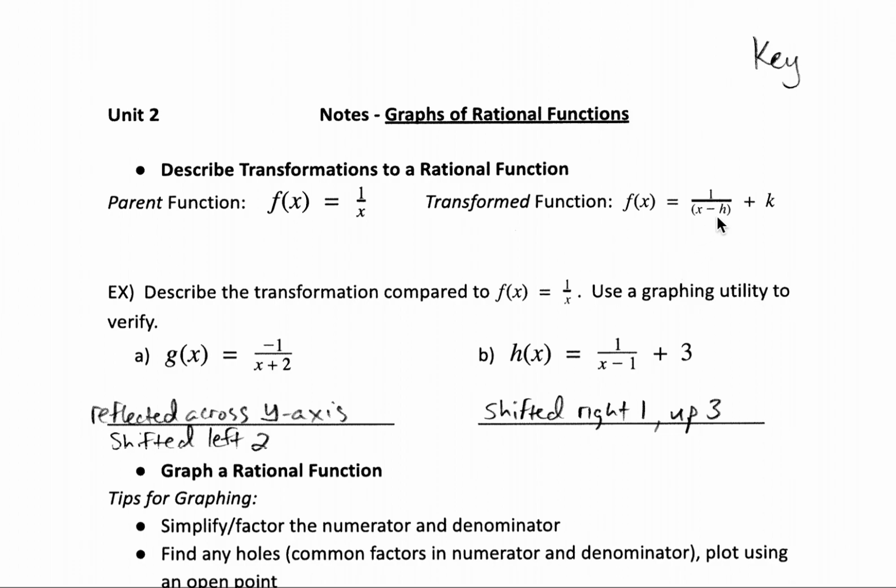If we have a value that is added or subtracted right next to our input value, that's going to be a left or right shift, and you can think about it as being the opposite of what it looks like. Because it says x plus 2, it's really coming from the form of x minus negative 2, and so a negative 2 is going to be a left shift 2 units. So if it says x plus 2, just think the opposite, think left.